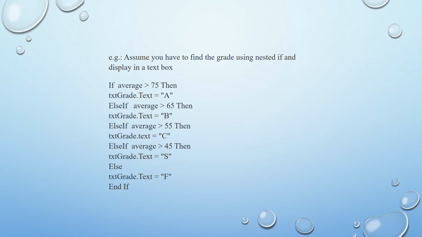ElseIf average > 65 Then txt_grade.text = "B". Then next, ElseIf average > 55 Then txt_grade.text = "C". ElseIf average > 45 Then txt_grade.text = "S". Else txt_grade.text = "F". End If. Now the execution is: if the average > 75 condition is true, execute txt_grade.text = "A".